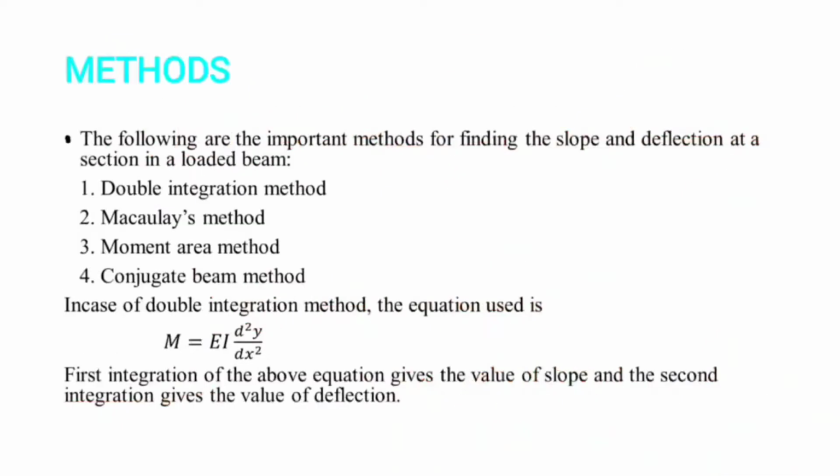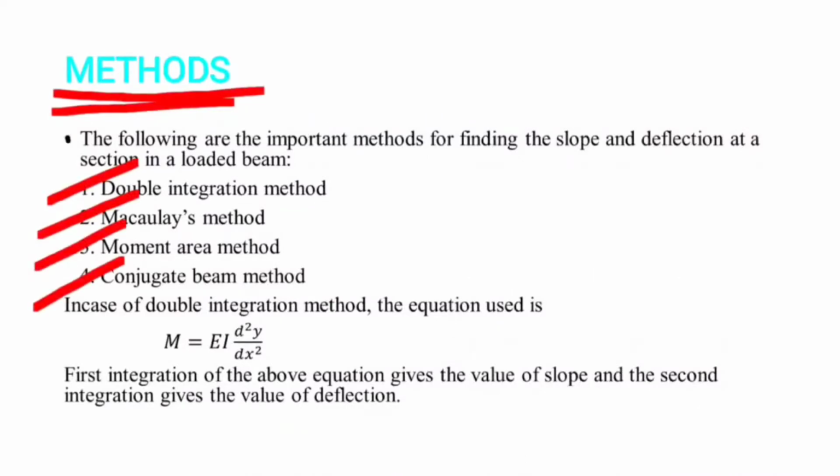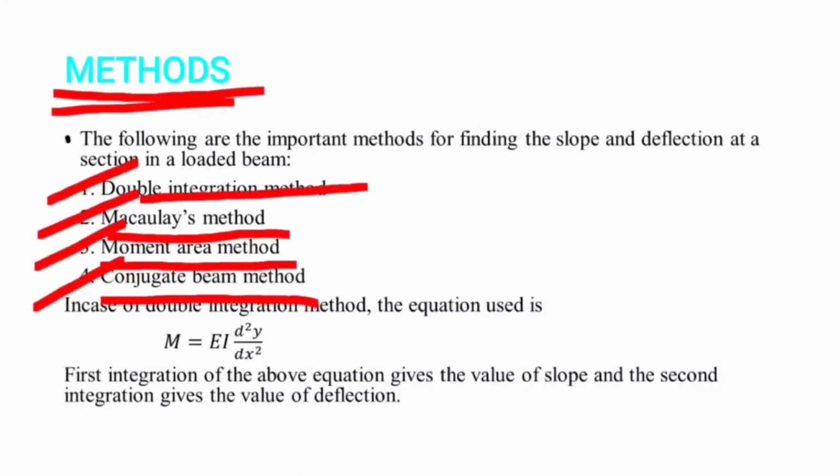Next we move to the methods. Some methods are there to find the slope and deflection of a loaded beam. The important methods are double integration method, Macaulay's method, moment area method, and conjugate beam method. Double integration method is based on integration. Macaulay's method is the advanced method of double integration method. It is also an integration method. Moment area method and conjugate beam method are both based on the bending moment diagrams. We can see moment area method and conjugate beam method in detail.